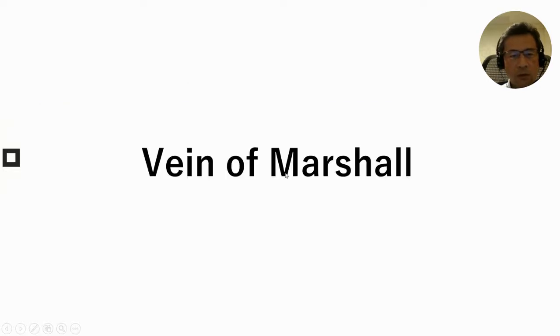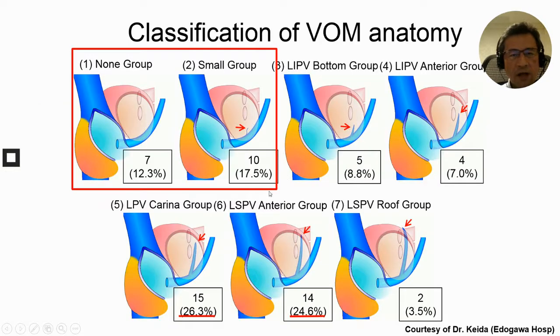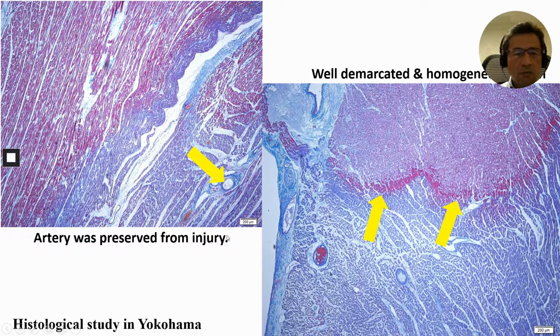So let's talk about the Marshall vein. We classified the anatomy of the Marshall vein. In approximately 12%, the Marshall vein is absent. We performed a histological study utilizing porcine heart. We injected the ethanol into the coronary vein, and take a look at this. The small arterial branch was preserved from injurious effect, and this is a lesion created by the ethanol infusion in the coronary vein. The lesion is very well demarcated and homogeneous.